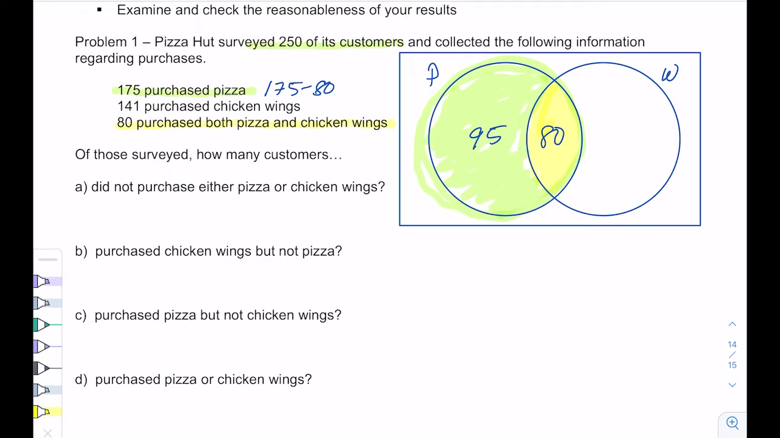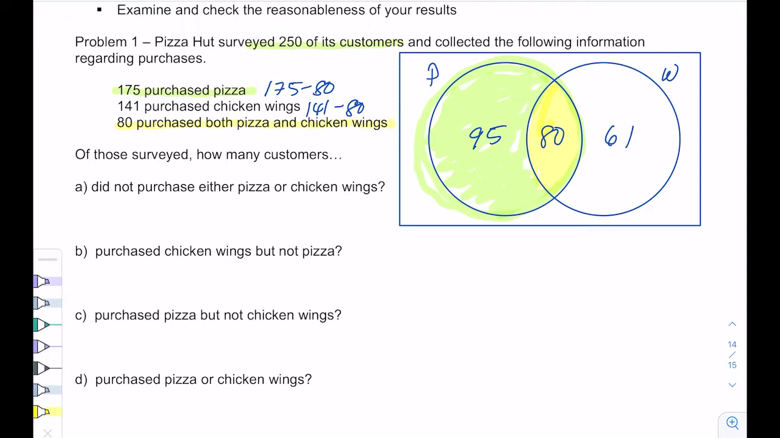The next thing I'm going to do is fill in the other circle, so those who ordered chicken wings. And again, I'm looking for the number of people who purchased only chicken wings. We know 80 purchased both pizza and chicken wings, so I need to find the number of people who purchased only chicken wings. So I notice here that there's 141 people who purchased the chicken wings. So now I'm going to do 141 minus 80, and I'm going to get 61. So the area in white there inside the wing circle, the 61 represents people who only purchased chicken wings and they did not purchase both.